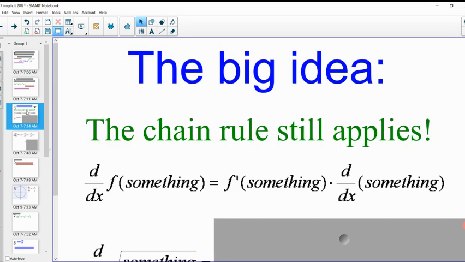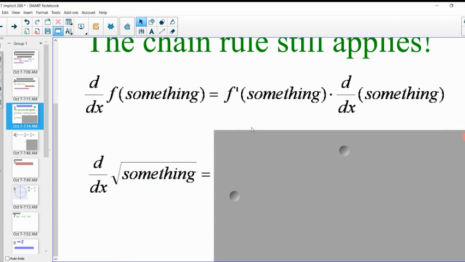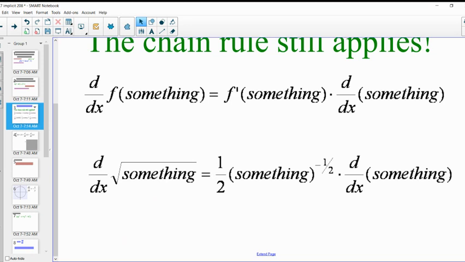The big idea here is that the chain rule still applies. The derivative of f of something is f prime of the something times the derivative of the something, the stuff inside. The derivative of sine of something is cosine of something times the derivative of the something. The derivative of the square root of something is 1/2 times the something to the negative 1/2 times the derivative of the something. The chain rule still applies.